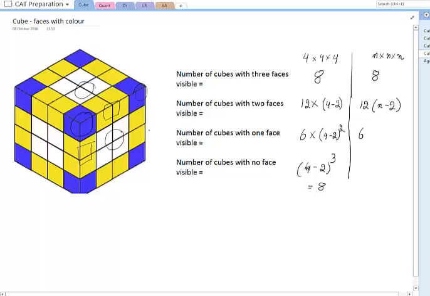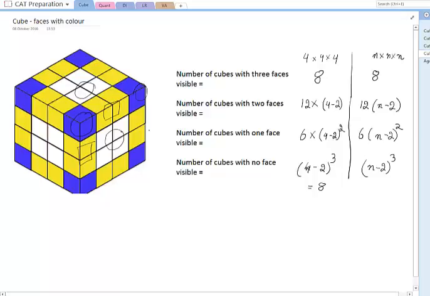The 6 faces, and you remove the 2 on the side to remove the edges, and you square, and that gives you the number. And then how many cubes have no face visible, as in are trapped inside? You need to remove all the layers, which will be n minus 2 cube. So this becomes a generic formula.